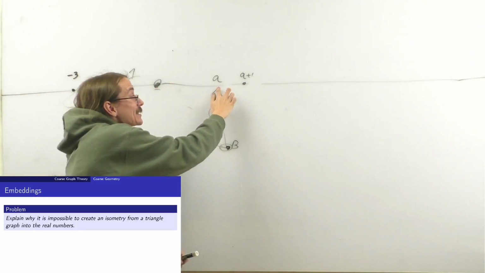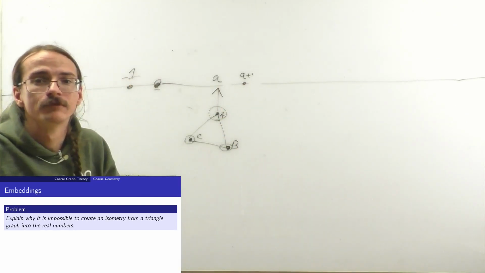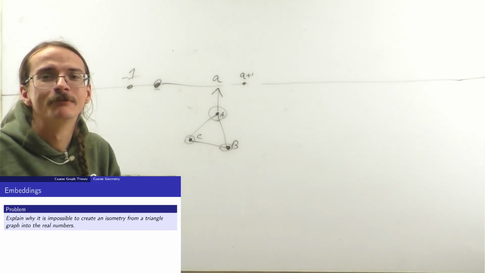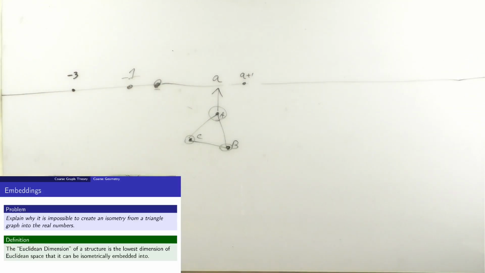I got nothing that's distance 1 from this and distance 1 from that. I can't do it. Explained. QED. Okay, take me to the next slide if you would. Next slide, you want one more? No, this is exactly what I want.